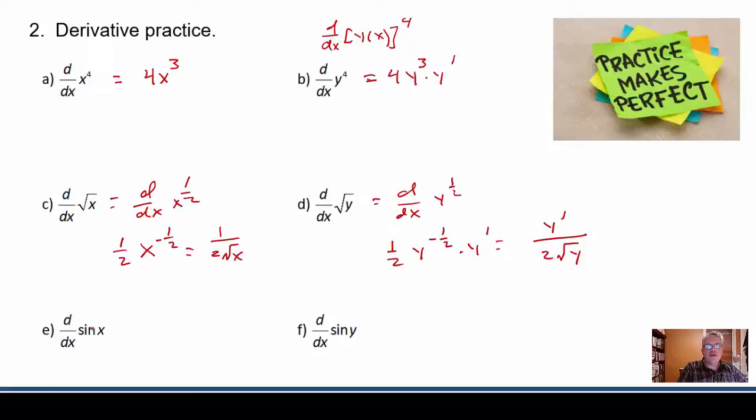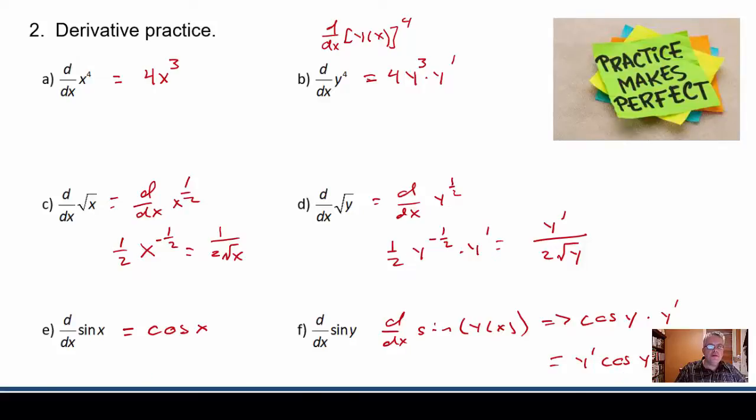The derivative of sine of x with respect to x is cosine of x. We know that one. This one is similar, but we need the chain rule because it's the derivative of sine of y of x. There's a composition of functions here. So this would be cosine of y times the derivative of the inside function, y prime. Or, if we want, it's y prime cosine of y.